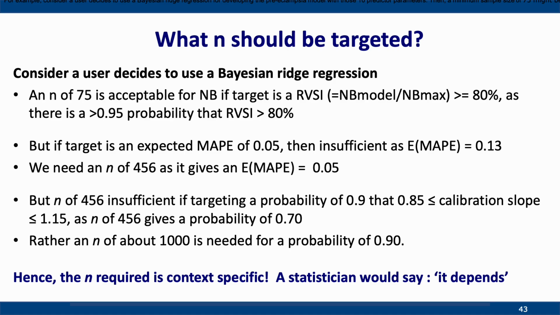If you're basing that on the calibration slope or individual level stability, you're probably going to need a higher sample size than if you were basing it on net benefit or on degradation in c-statistic. So you really need to think carefully about what you are targeting, and this is a really transparent framework to be able to do that.